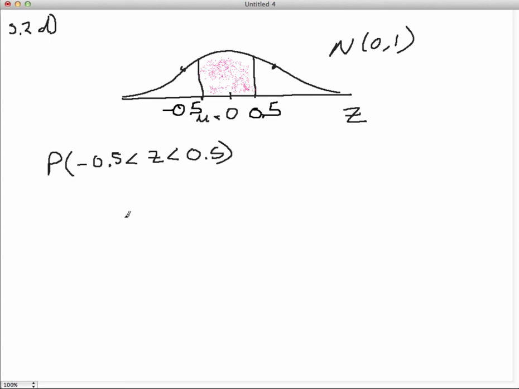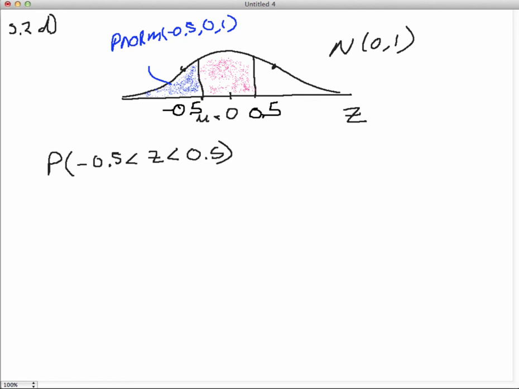So how do I do that? Well, remember, RStudio, as with most tables that you use, is calculating the area from the left. So let's think about that for a second. What would this blue shaded region be right here? How would I calculate that blue shaded region? That would be found by pnorm of negative 0.5, 0, 1. In other words, that would be that entire blue area there.